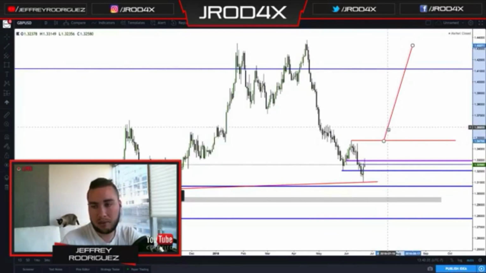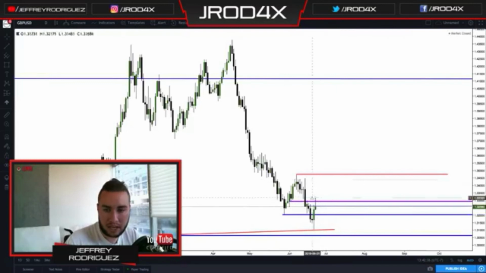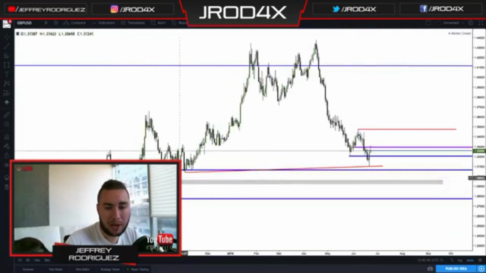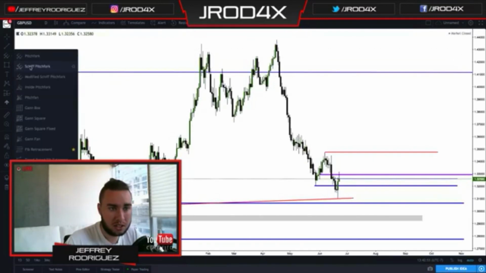Now, since I am expecting that initial weakness with dollar index, I do think cable is going to gain some strength and push up. Now, I don't necessarily know if we're going to come all the way back above this high. With the liquidity being back below here at 1.30, personally, I just feel like they're going to want to take this before continuing higher. But again, I could be wrong on that. That's just a personal theory.